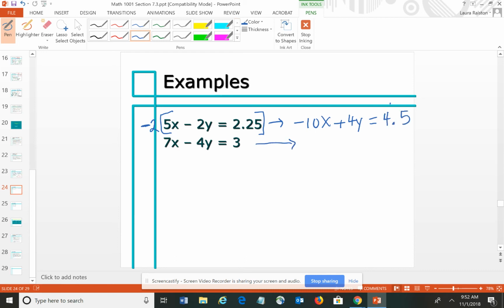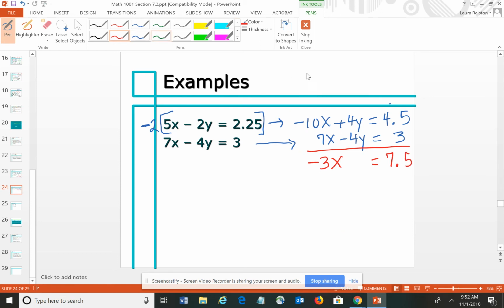And then the bottom equation stays the same. So we have 7x minus 4y equals 3. Then I'm going to add the two equations together. We're basically forcing one of the variables to have opposite coefficients. So -10x plus 7x is -3x. Plus 4y minus 4y goes away. So the y variable is eliminated. And that equals 4.5 plus 3, which is 7.5.